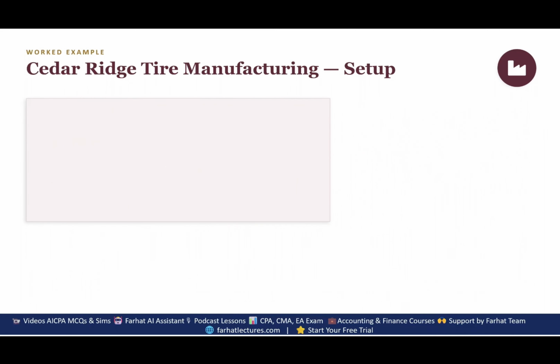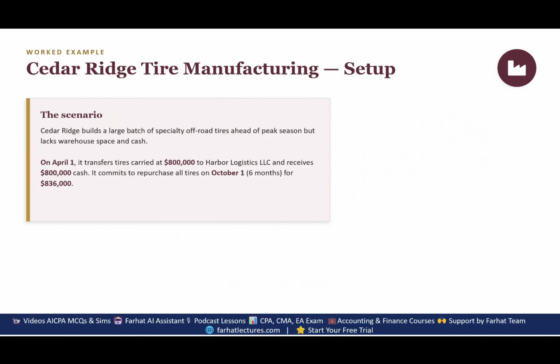Well, the best way to illustrate this concept is to look at an example. We're going to look at Cedar Ridge Tire Manufacturing. They build a large batch of specialty off-road tires ahead of the peak season, but lack warehouse space and cash because their business is seasonal. They need to get it ahead of time, but they don't have the space to store it and they don't have the cash.